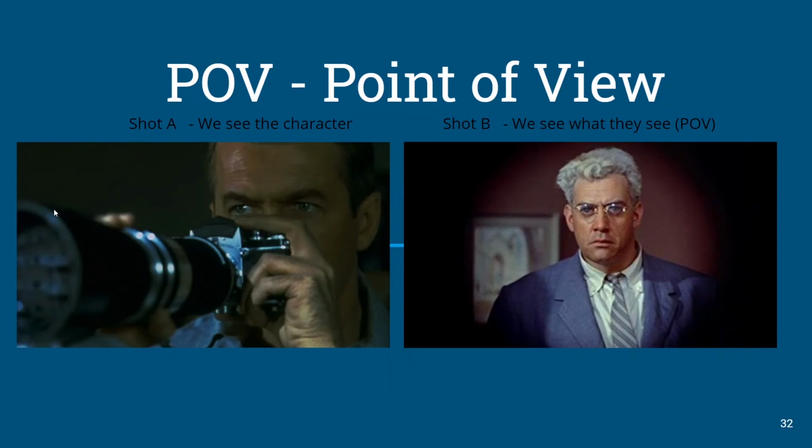We have this other one. It's a point of view shot. We've mentioned this a little bit before. So we have shot A, where we see the character, and then shot B, we see what they see. So we're in their mind, so to speak. We're seeing what they see. This is point of view. It becomes very important when we're connecting with a character. We talked about this with the Spider-Man example, but here's another visual example from Rear Window.